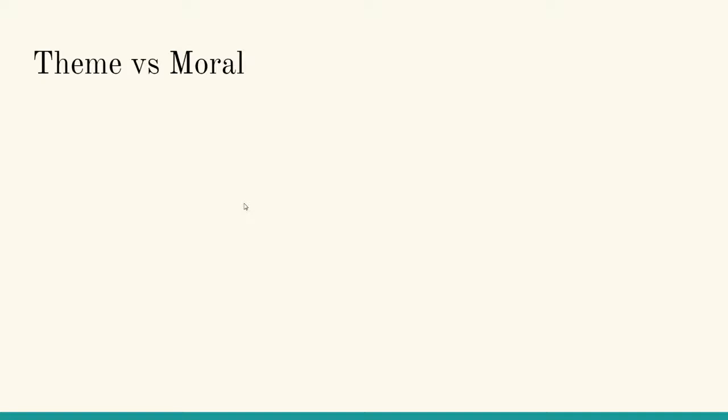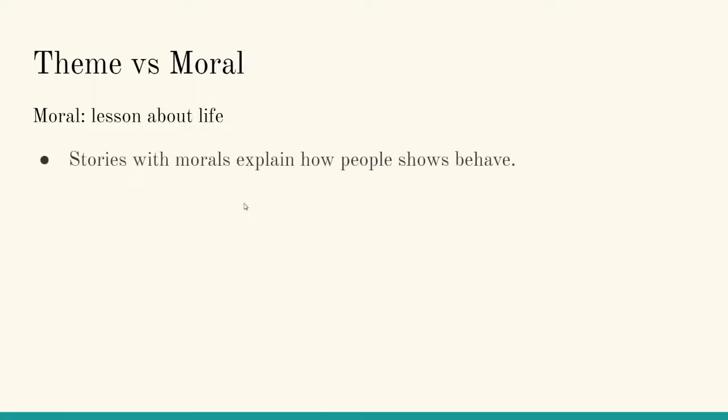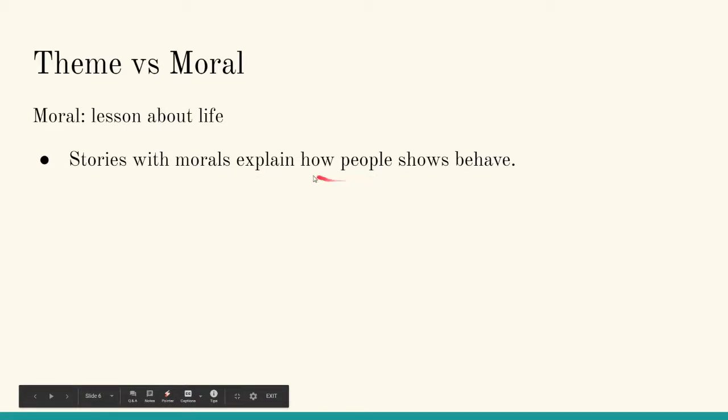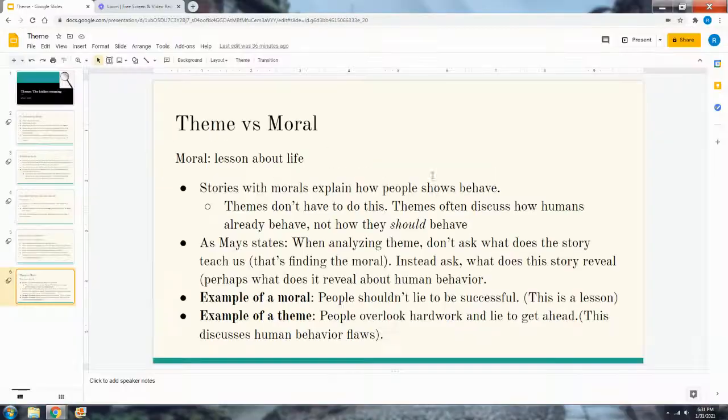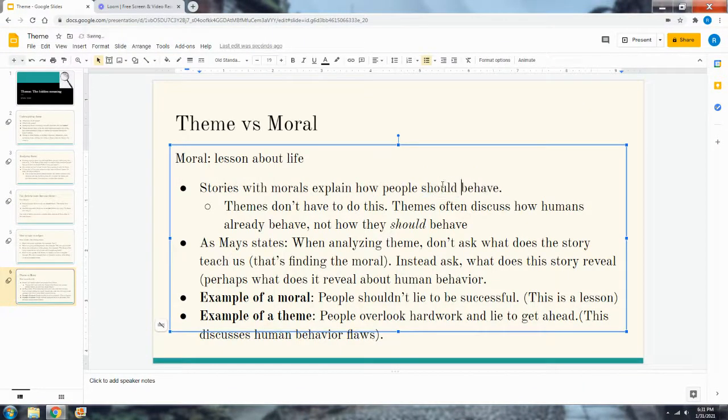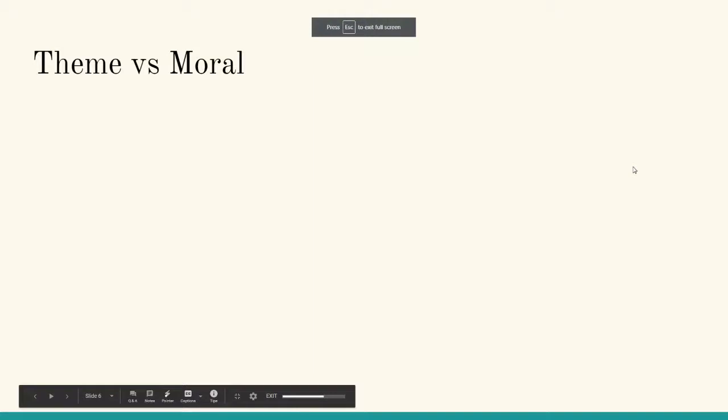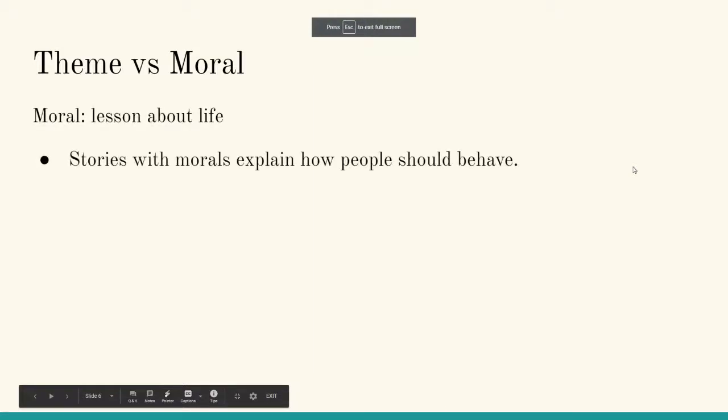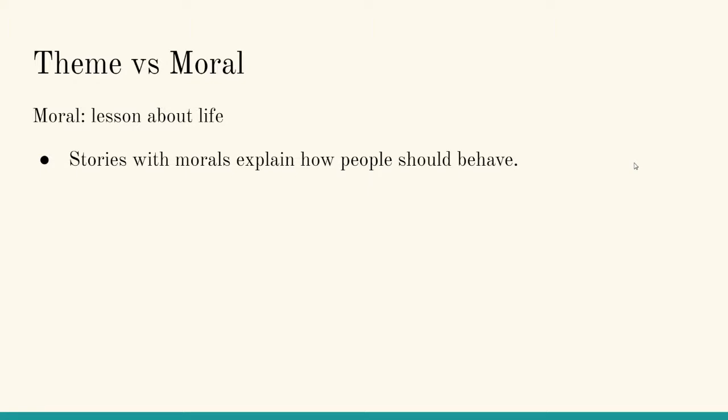Okay, the example I had earlier is a little bit more of a moral, so let me clarify that. I was in the moral mindset because of one of the stories from the week. So, theme versus moral. A moral is a lesson about life. Look at this typo. I'm so sorry, you all. Sometimes I overlook things. So stories with morals explain how people should behave. That word should is kind of a hint at that. It's almost like a lesson about something in life. How people should behave is a moral.